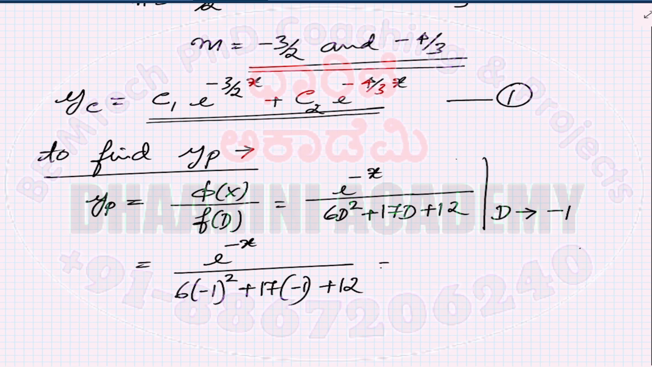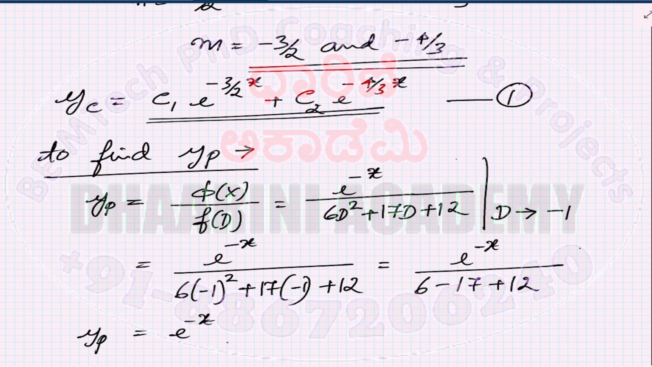Okay, so this means this is equal to e to the minus x divided by 6 into minus 1 squared, which is 6 itself, minus 17 plus 12. So the denominator is 6 plus 12 is 18, 18 minus 17 is 1. So this means the yp for this given problem is simply e to the minus x divided by 1. So that's the answer. So I got yp.